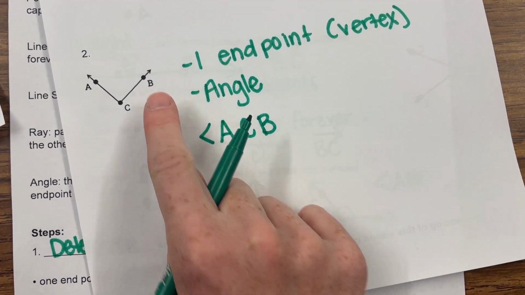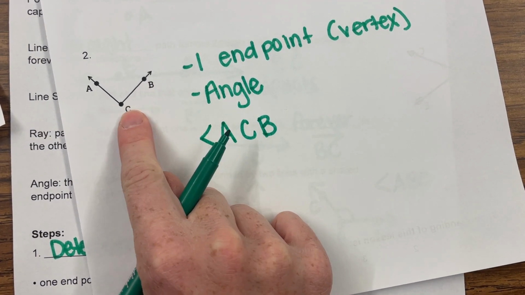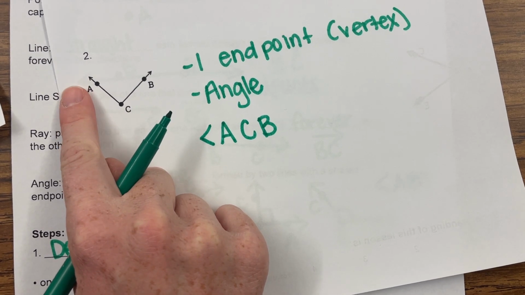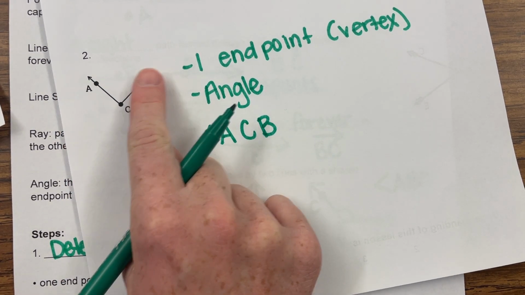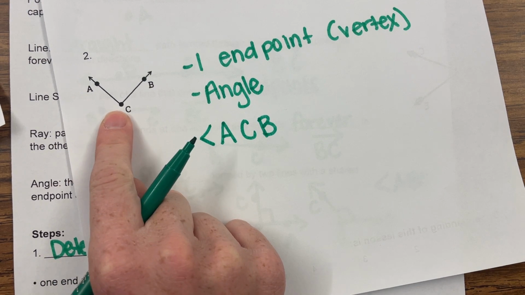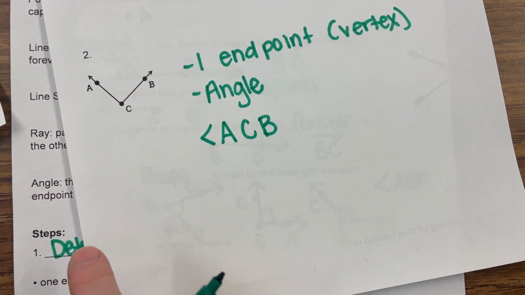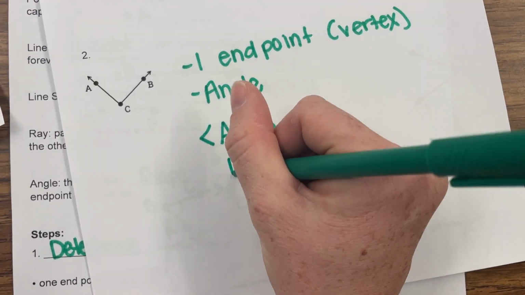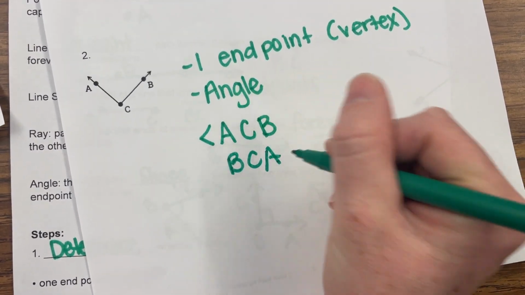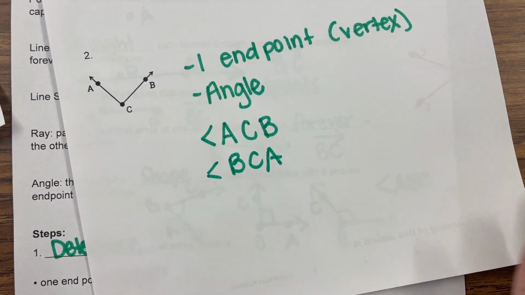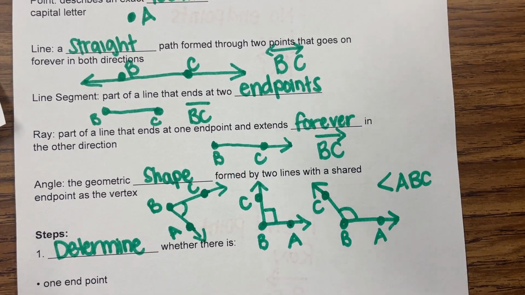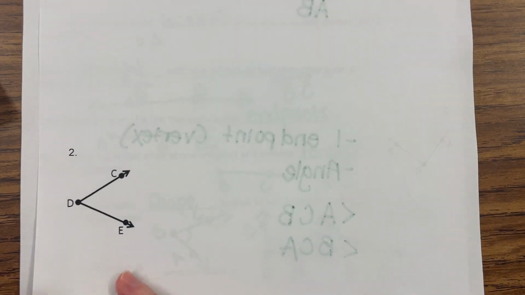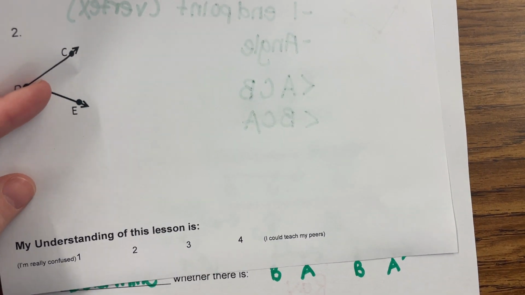I could have also labeled this angle BCA, but because we read left to right, I started with A, C to B. But BCA would have also worked. Okay, you have 1, 2 homework problems, and then rate your understanding.